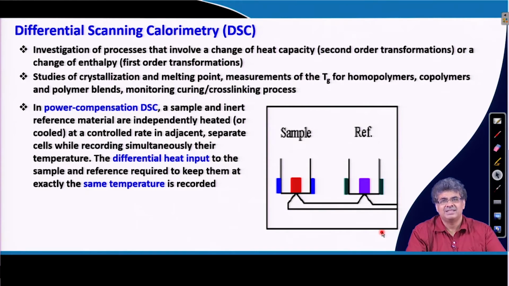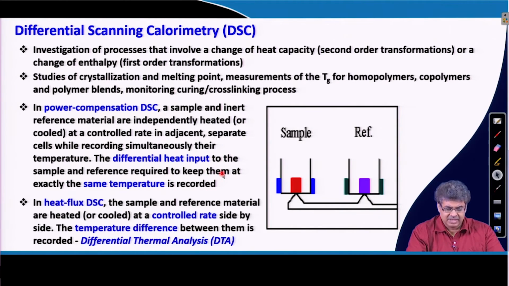So, there will be less requirement for heat supply from outside to maintain the temperature, and this is followed in case of power compensation DSC, or simply when you talk about simple DSC, this is the method we generally talk about. There is another DSC which is called heat flux DSC.